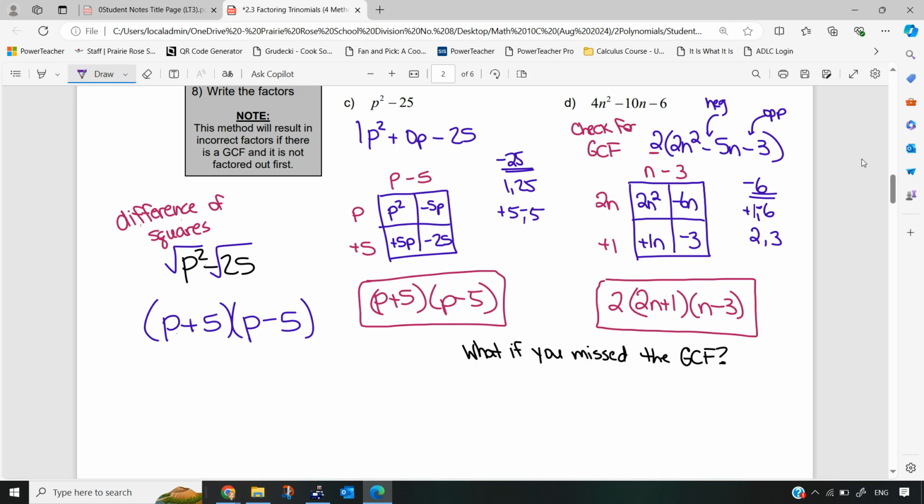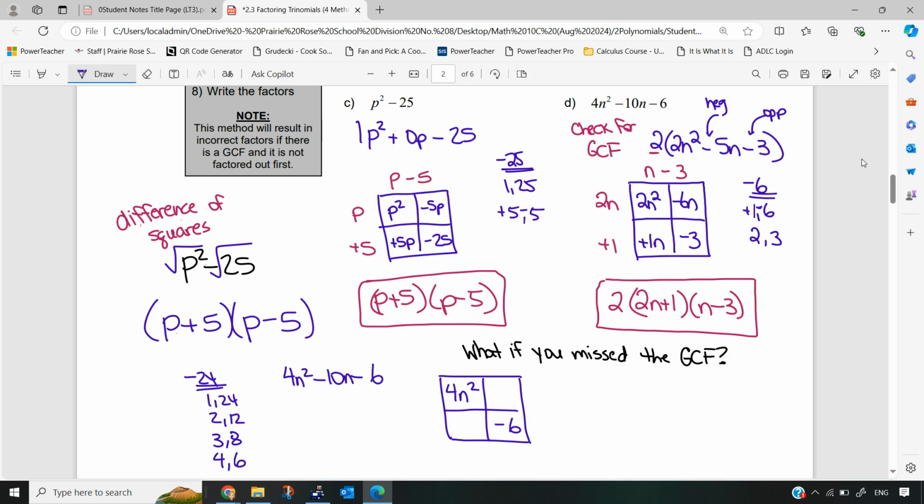So what happens if you miss the GCF? Well, let's take a look. We would set up our box, but in this case, we're factoring 4n squared minus 10n minus 6. So I would put 4n squared in the top, negative 6 in the bottom. We're looking for numbers that multiply to be negative 24. So 1 and 24, 2 and 12, 3 and 8, and 4 and 6. And we want a sum of negative 10. Again, they're opposite signs and a negative sum.